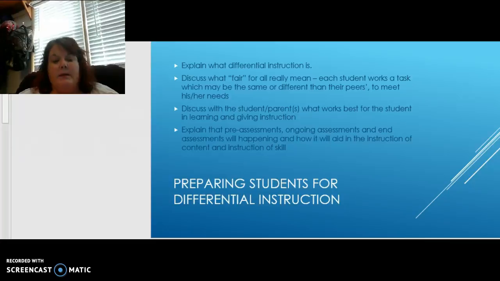Explain that pre-assessments, ongoing assessments, and end-of-unit assessments will be happening throughout. And this will help you so much as an instructor when you say, okay, this student is kind of low level to mid-level. This student may progress, which will help you in your instruction to that student.